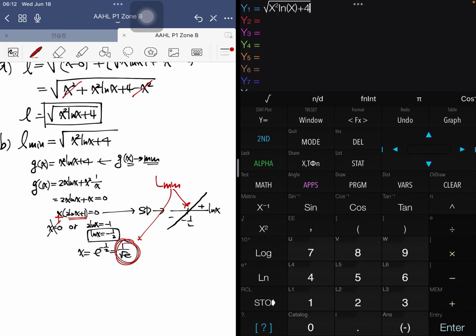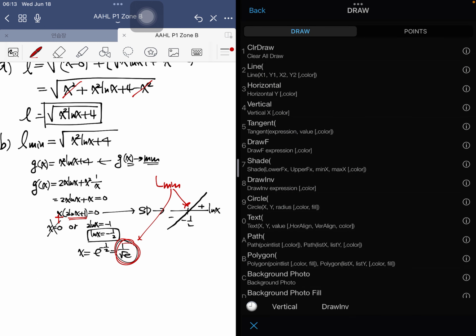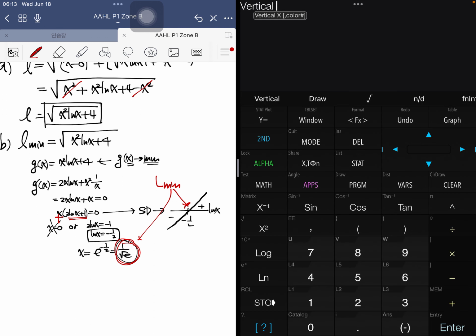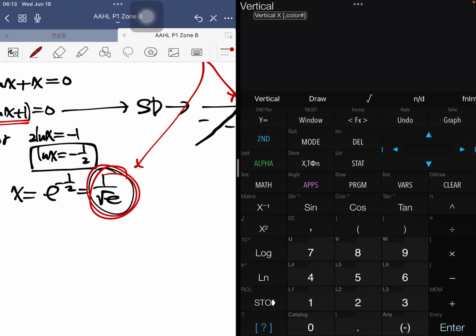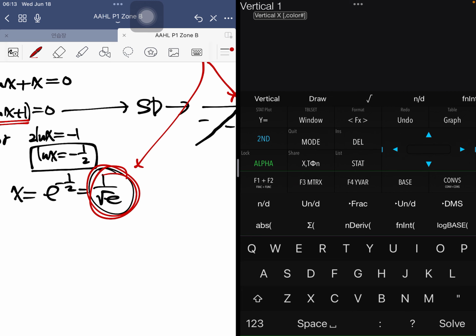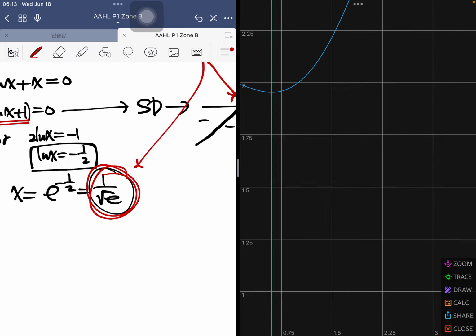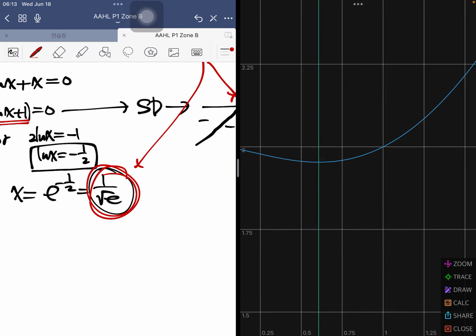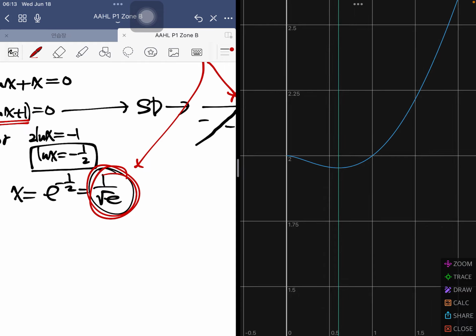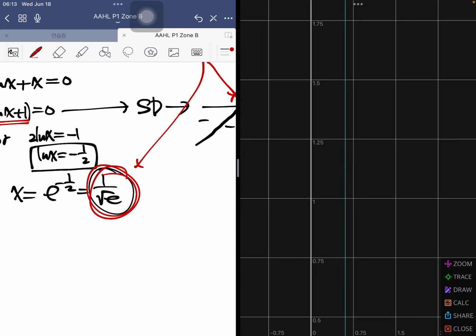Then what we can do is go to the second graph and draw a vertical line. So the answer is 1 over square root of e. We can draw the vertical line, done, and we see the graph. So the line over here is the local minimum point. That is the x coordinate, 1 over the square root of e.